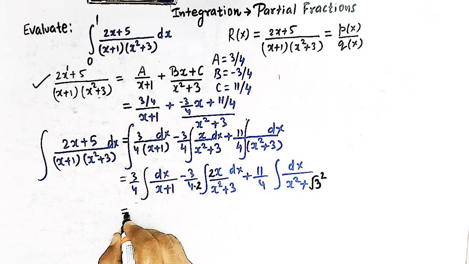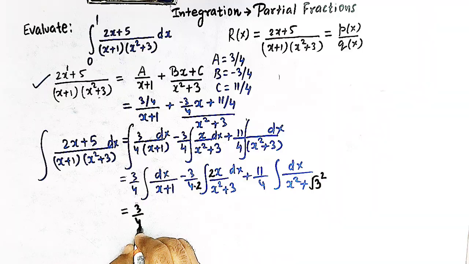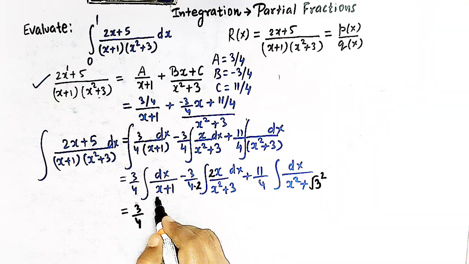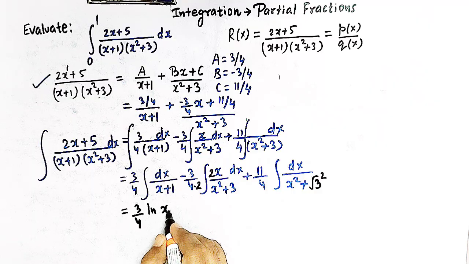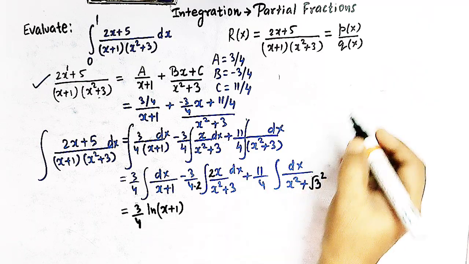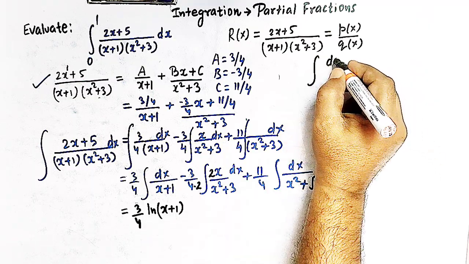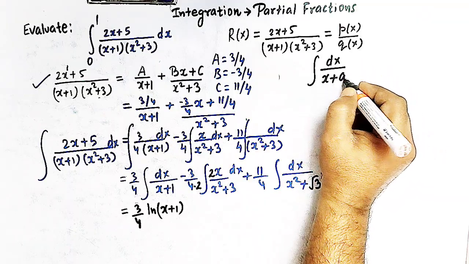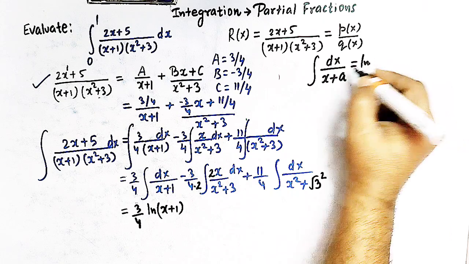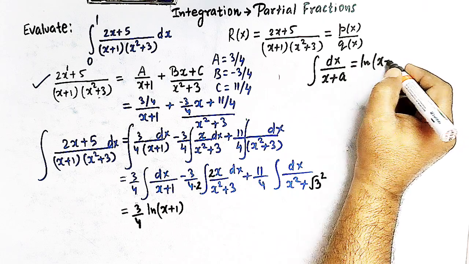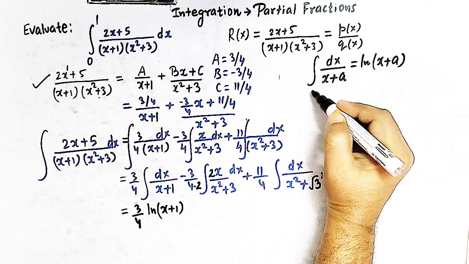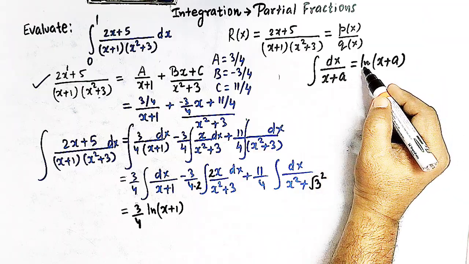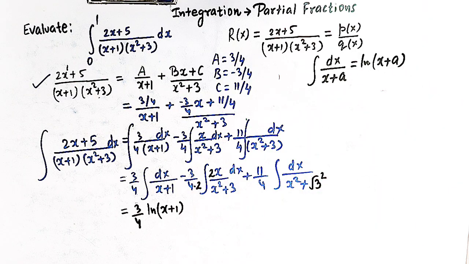So now here we have 3 over 4, and the integral of 1 over x plus 1 is simply a logarithm of x plus 1, right? Because we know that the integral of dx over, say, x plus a is equal to the natural log of x plus a. So the integral of 1 over x plus a is natural log of x plus a.